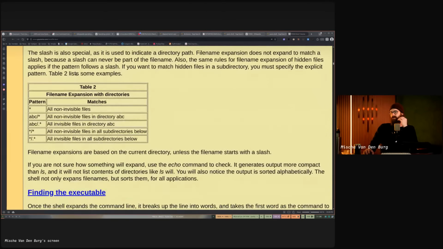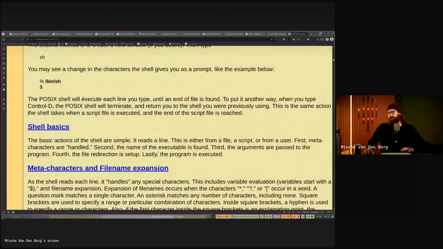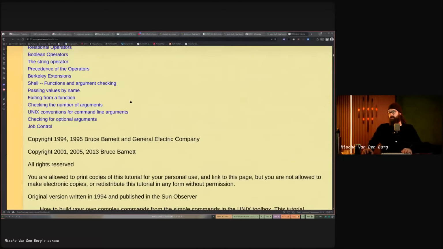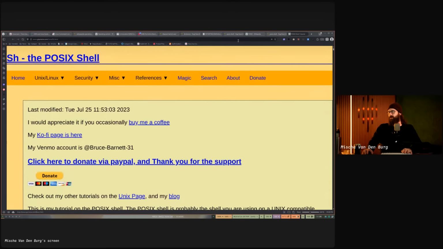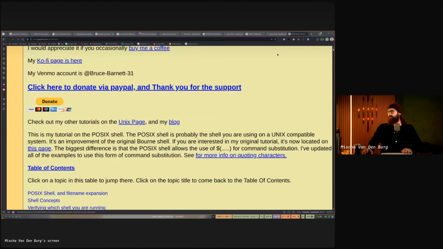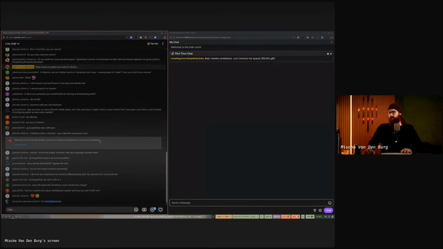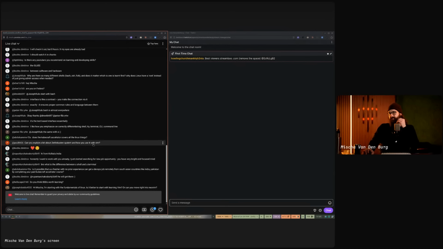I understand the difference between bash and shell, but I would actually want to know why there are so many different shells. Maybe someone in the chat already shared it. Let's see.